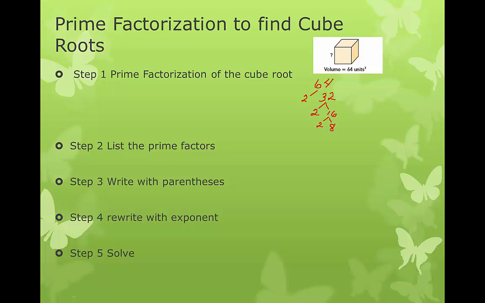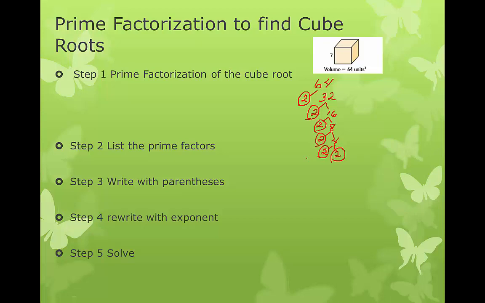16 divided by 2 is 8. Factor this out again. 8 divided by 2 is 4. Factor it out again. 4 divided by 2 is 2. Now I am down to all prime numbers, so I will circle them. You can highlight them if you want, or you can underline. You don't have to circle them.